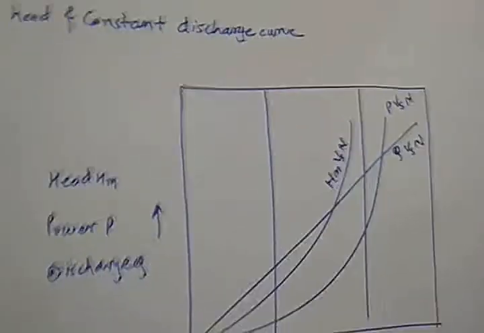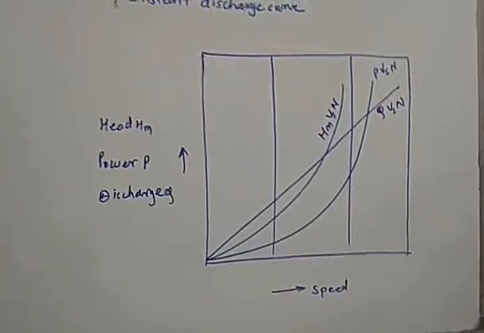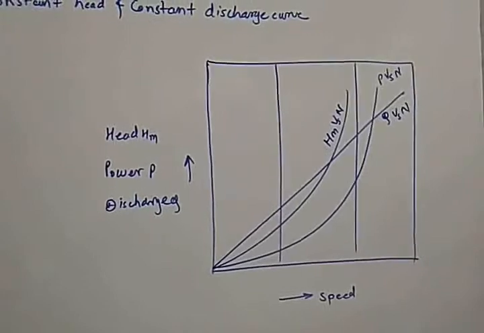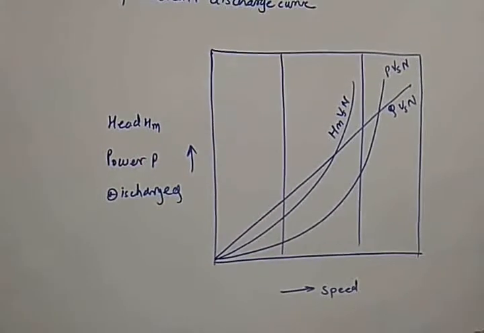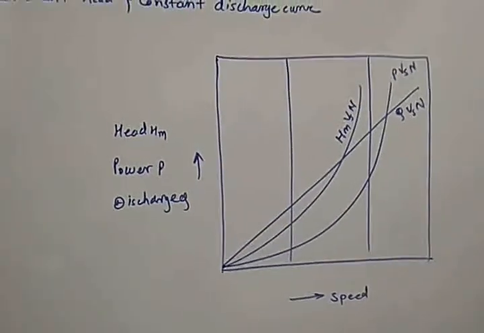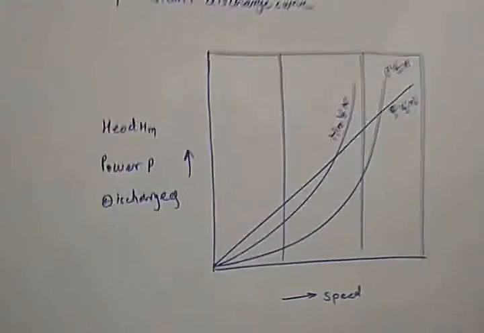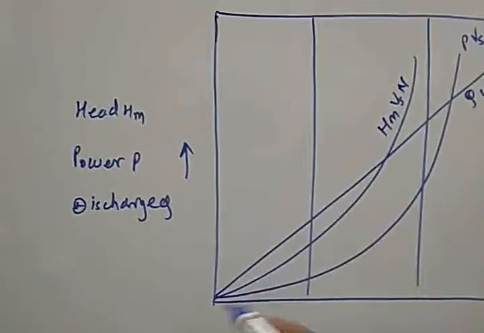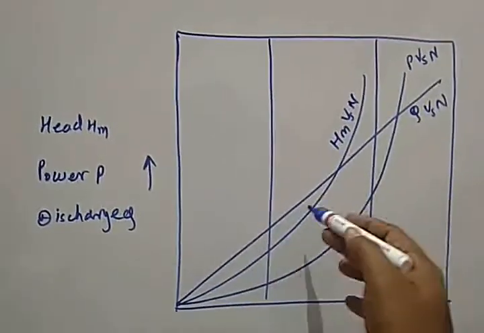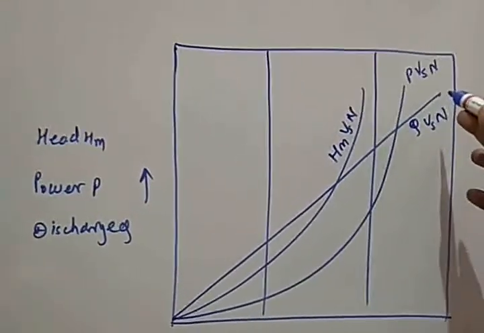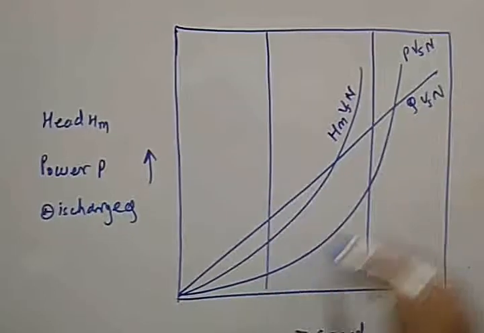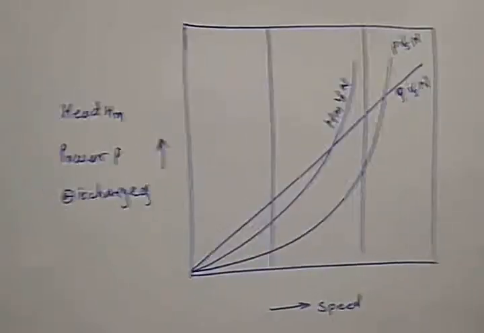Here I have shown the constant head and constant discharge curve. On the x-axis there is head, power and discharge. On the y-axis there is speed. So head versus N is the curve which is nothing but a parabola. Then this is Q versus N, discharge versus speed, and power versus N, speed, is drawn.